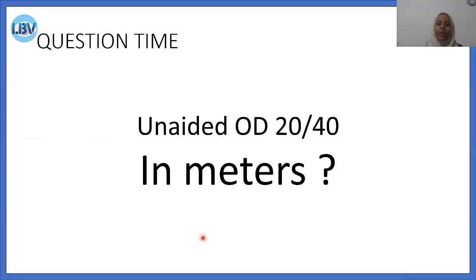Moving ahead, okay, so another question. So unaided OD vision is 20/40. Can anyone tell me how much will it be in meters? Yup, right, 6 by 12. That is the right answer. 6 by 12 is the right answer. So we have just multiplied 40 with 0.3 and that equals 12. So 6 by 12 is the answer.